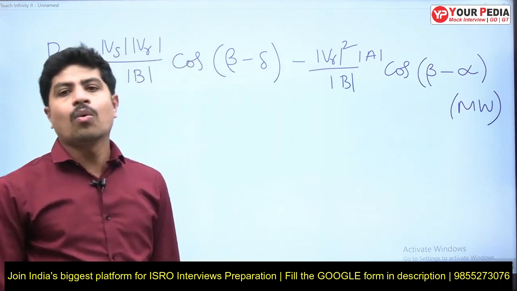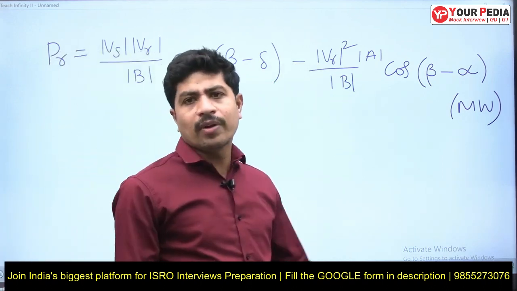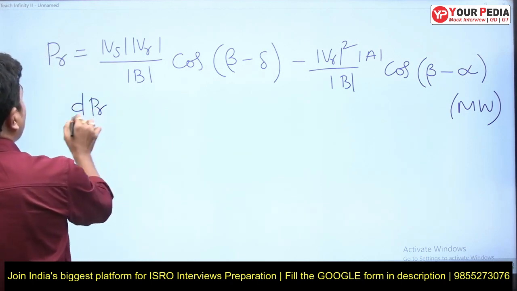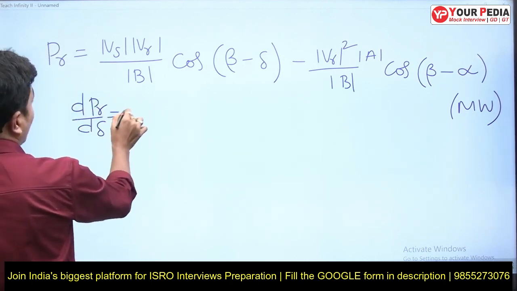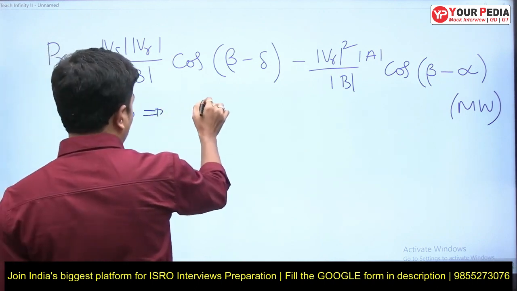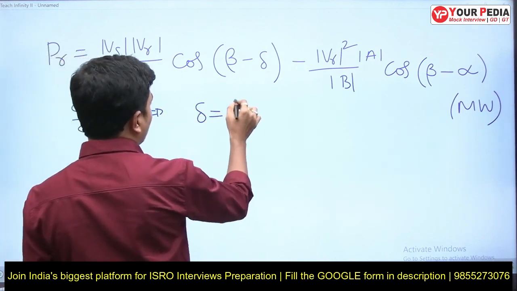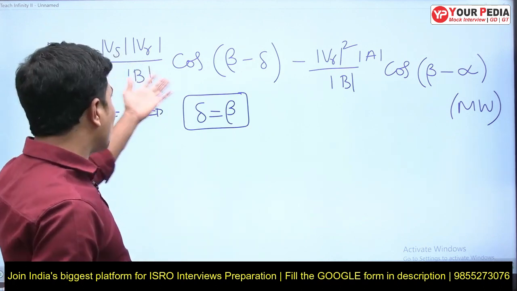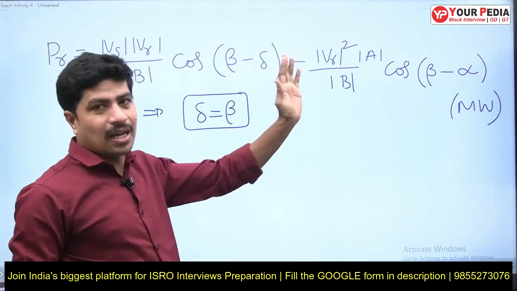Now, how to get it? We all know we take the derivative of this with respect to the variable, that means dPR by d delta equal to 0. You do that, then you are going to get delta is equal to beta.